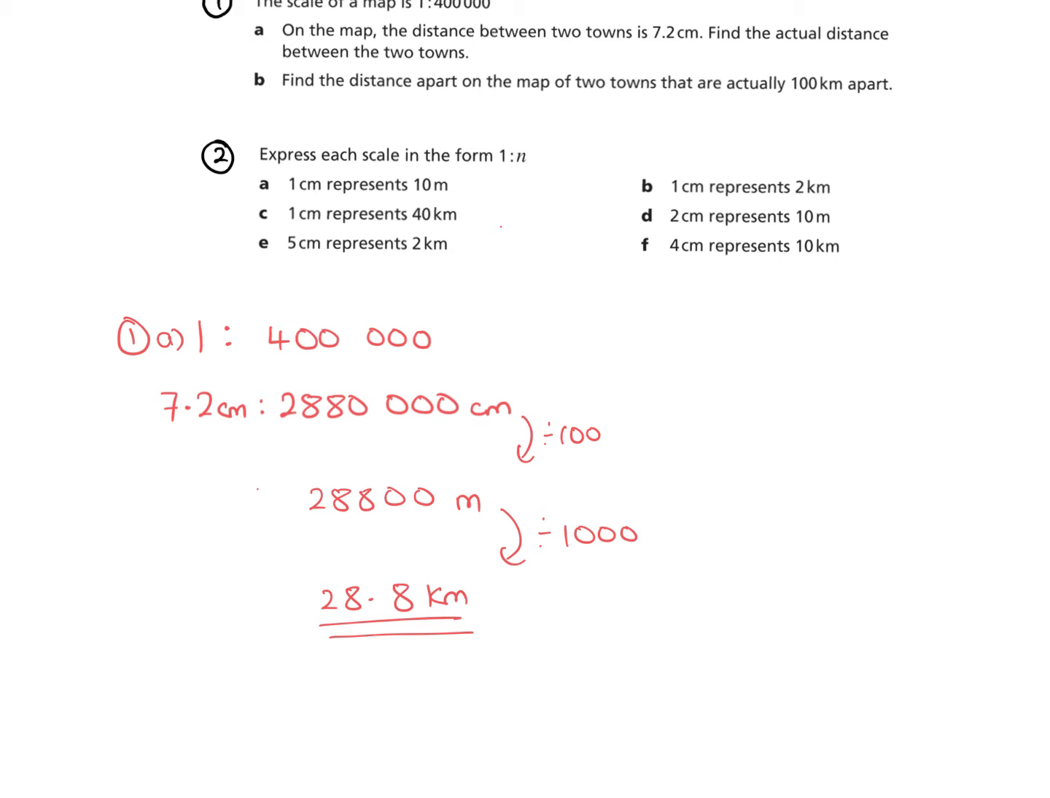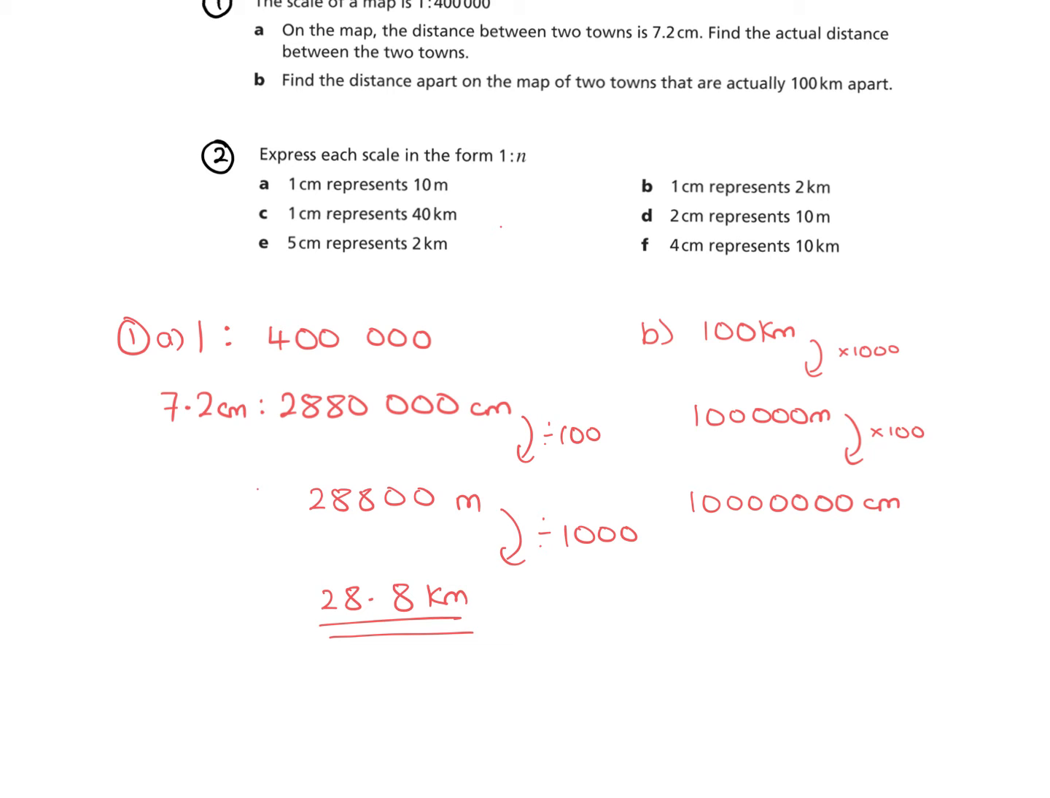And then 1 part B says, find the distance apart on the map of two towns that are actually 100 kilometres apart. So let's work out what that is in metres. So to change that to metres, I'm going to times by 1,000. And then to change that into centimetres, I'm going to times by 100. 1, 2, 3, 4, 5, 6, 7 zeros in centimetres.